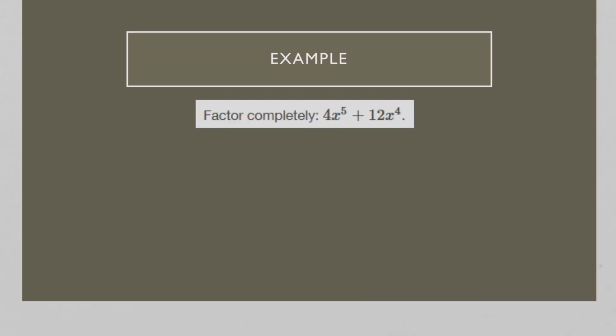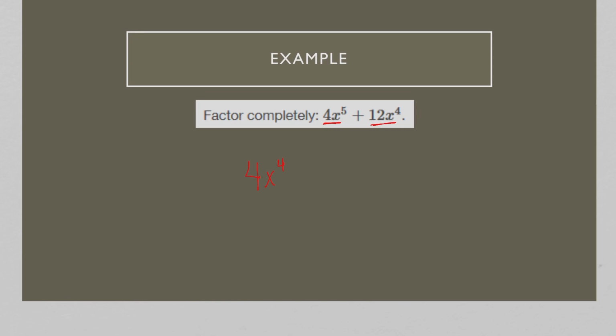All right, let's start with this example. Okay, so we're going to take a look at each of these terms and we're going to ask ourselves, what do they have in common that I can factor out? And they both have a 4 in common, and they both have at least 4 x's. Now remember, I can't take 5 x's out of this one, okay? So that's why I have to go for the 4 here.